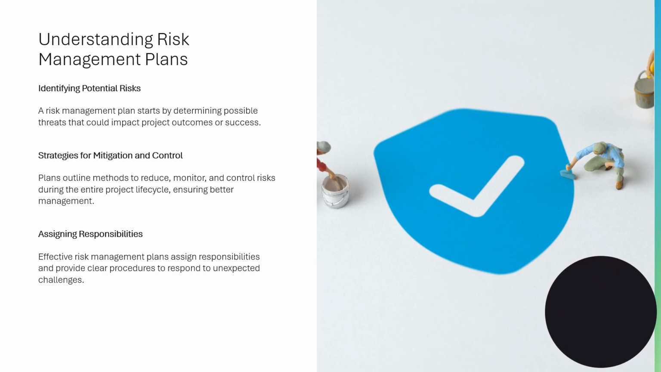A risk management plan identifies potential risks that could affect a project's success. It outlines strategies to mitigate, monitor, and control these risks throughout the project life cycle. Effective plans assign responsibilities and include procedures for responding to unexpected issues, helping organizations minimize disruptions and achieve objectives.